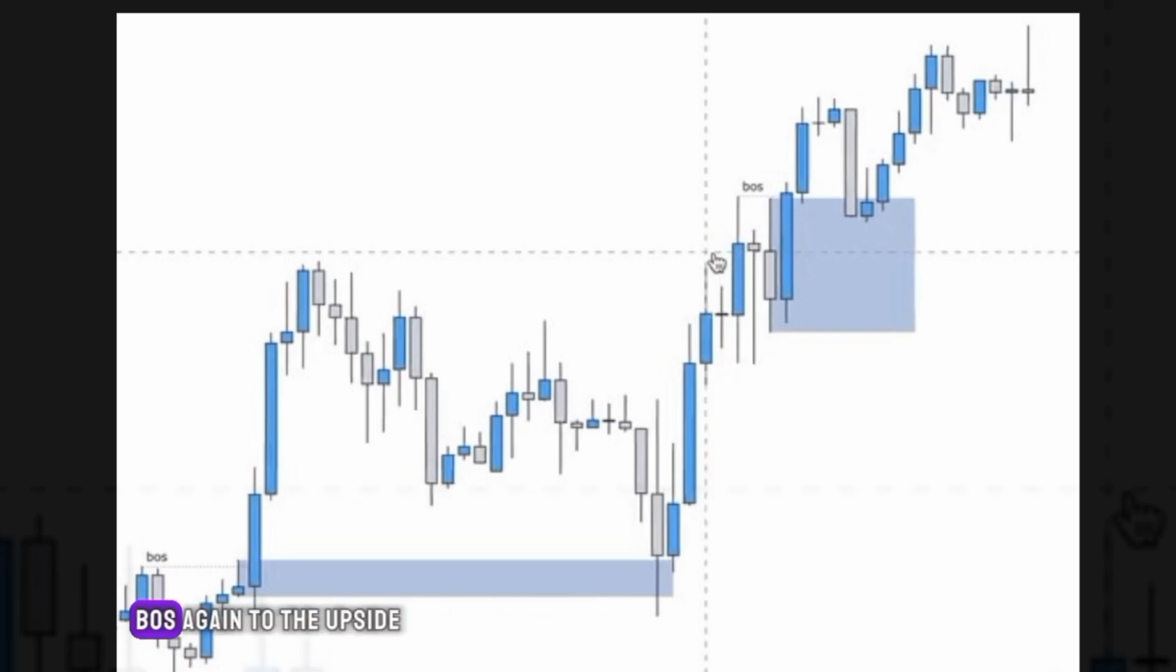And now we also BOS again to the upside. We had this last down candle which granted is very large, but we can refine it in a LTF. Price respected it and then pushed up. But this is how we need to be viewing the market as well.